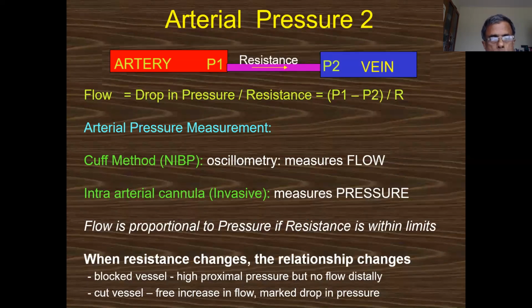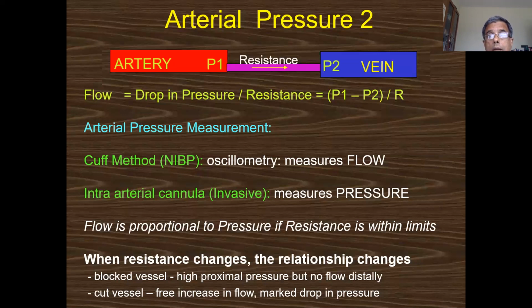Now, if you look at the flow, you've got an artery, a vein on the other side, and resistance vessels in between. Flow depends on the difference in pressure divided by the resistance. And just a word about the arterial pressure measurement. You can use the cuff method. I mean, you use an ordinary BP cuff, you can hear the Korotkoff sounds. That actually measures the flow. But if you put an intra-arterial cannula, that measures pressure directly. And of course, flow is proportional to pressure if resistance is within certain limits. However, when the resistance changes, the relationship changes.